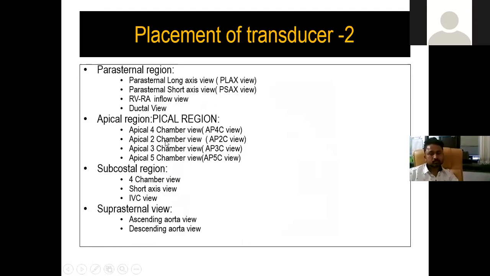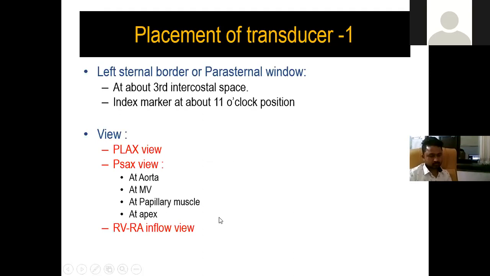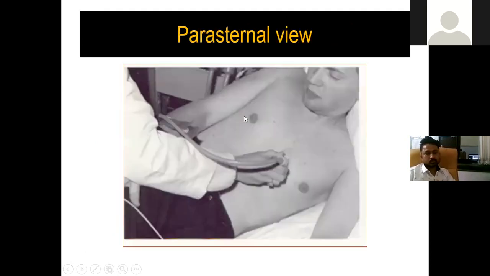At the present moment, it must be looking very elaborate for all of you. How many views? 4, 5, 4 and 4: 8, 11, 14 views for doing echocardiography. My God. But they're not big ones. When you start looking at them, they'll not be big ones. Left third intercostal space, parasternal window. What do we do? We place the index marker at the 11 o'clock position.